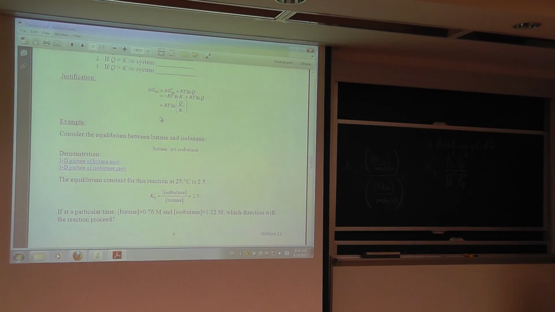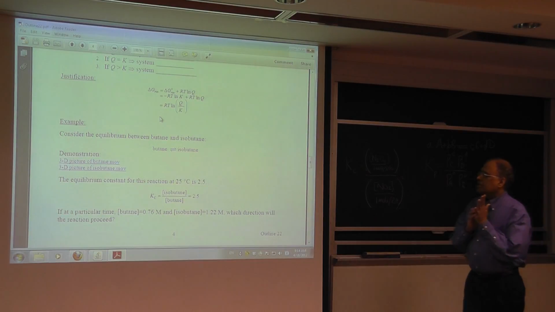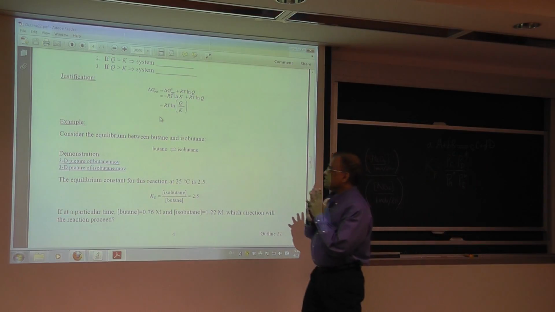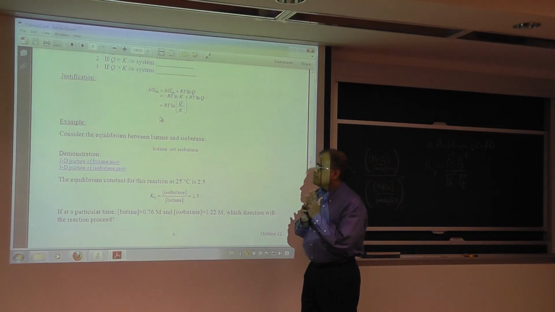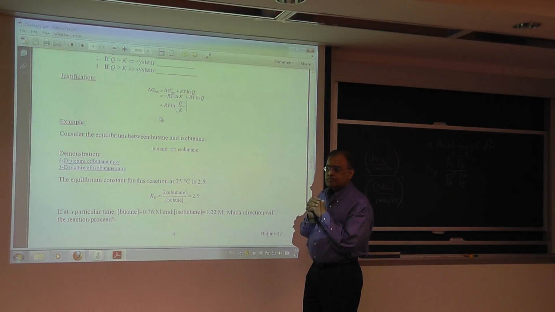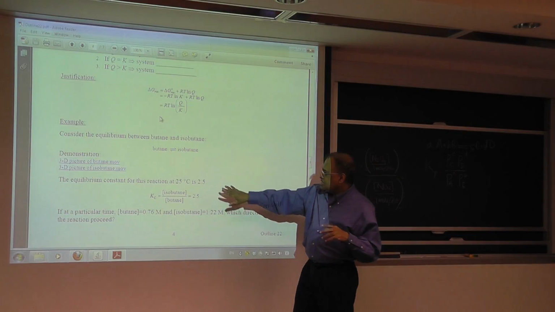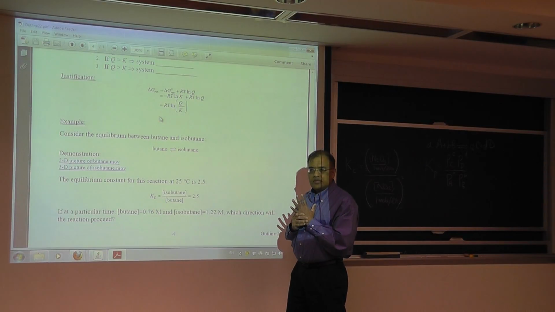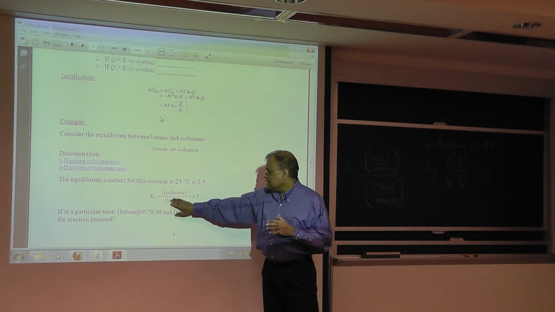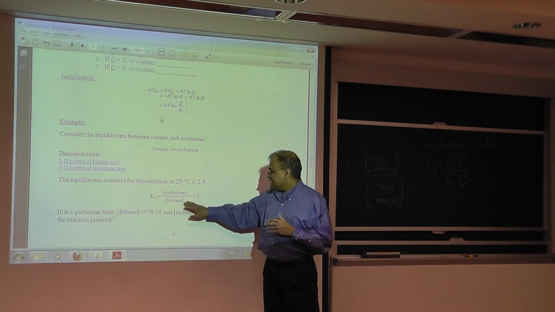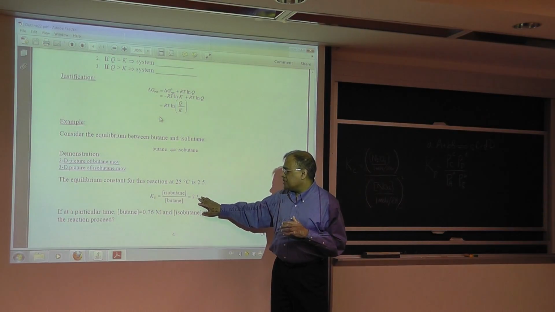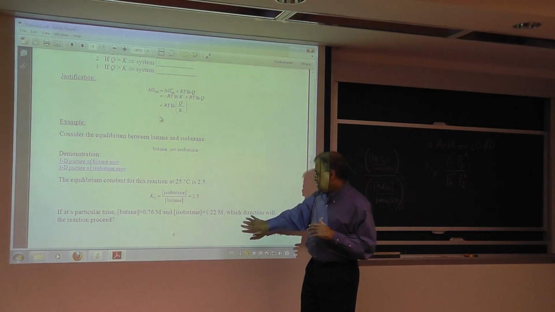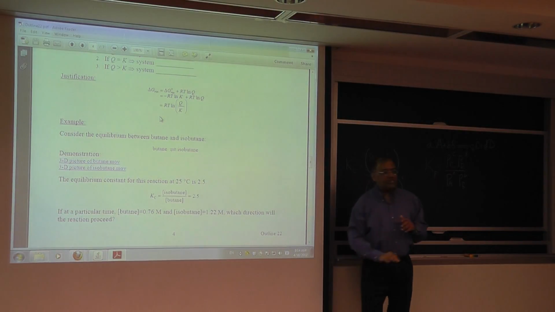Okay, let's look at an example. Let's look at butane going to isobutane. The equilibrium constant for this reaction at 25 degrees centigrade is 2.5. So therefore K sub C is equal to 2.5. Can you answer this question now, please?